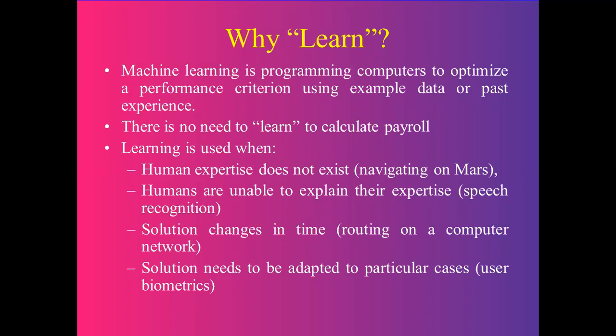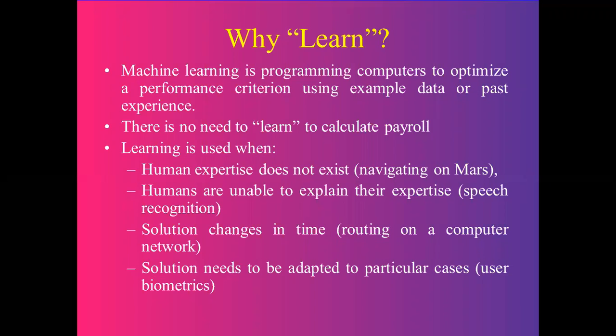Whenever human expertise does not exist, at that time we are going to use machine learning. For example, navigating on Mars. On Mars there are no human beings, so human expertise does not exist there. For navigating, we are going to use some machines.